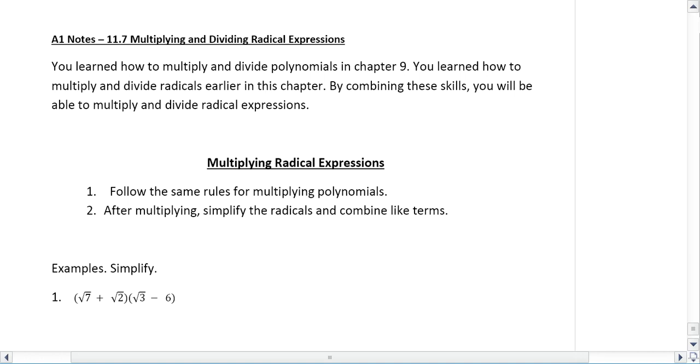Now, a lot of it is very, very similar. You do follow the same exact rules you did when you're multiplying polynomials. The foiling is the same, distribution is the same. But after you're done multiplying with all these radicals, you do simplify them like we already learned, and then we combine the like terms just like we always have. So that's about it for an explanation. Let's look at some examples.